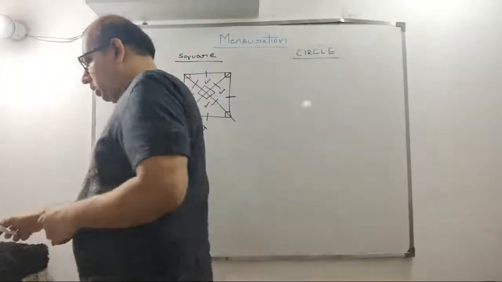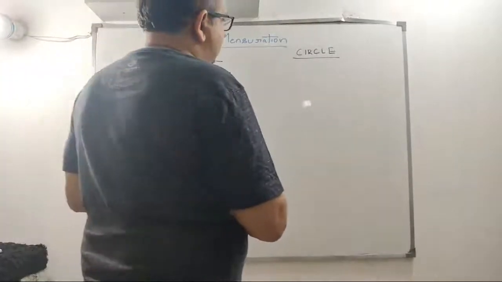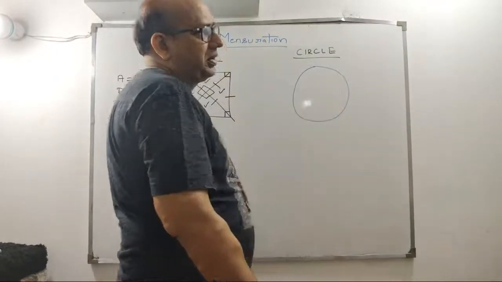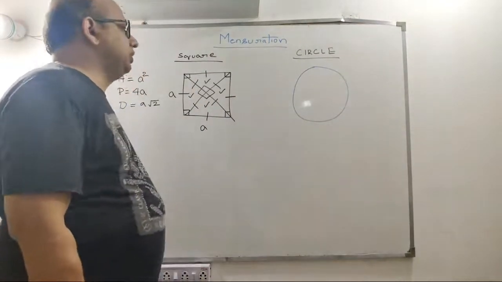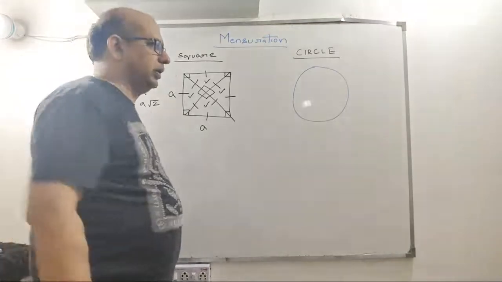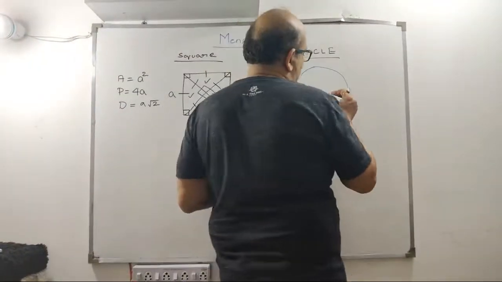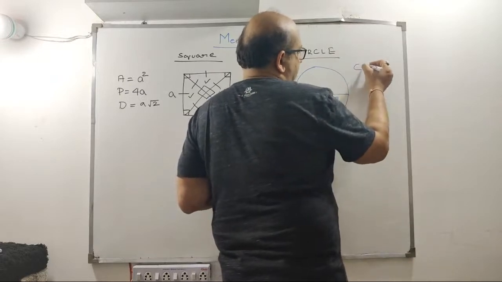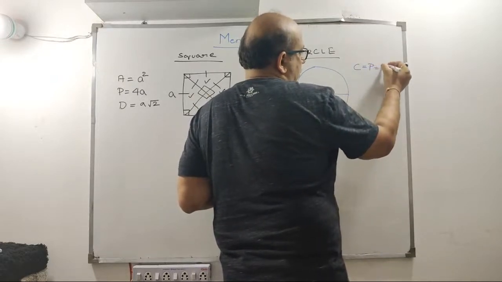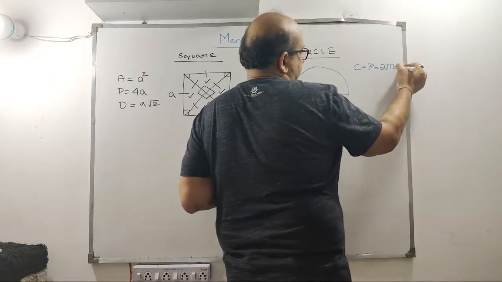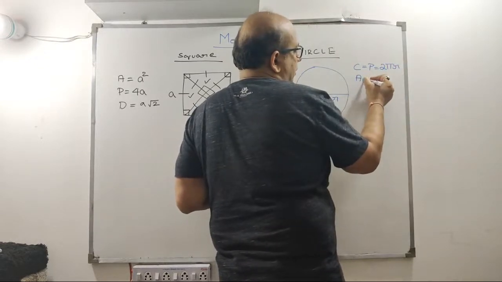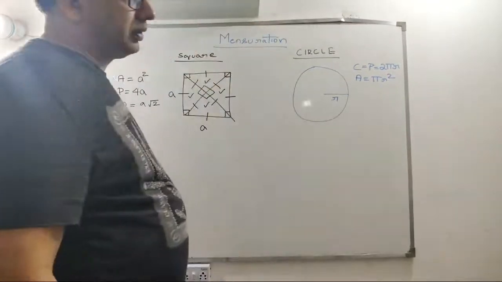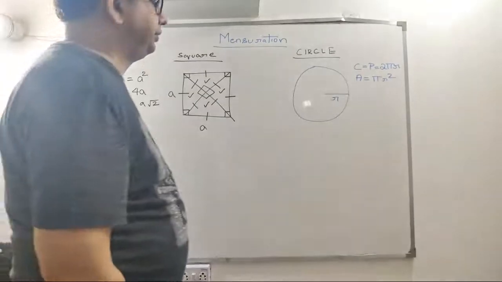Circle. So let's talk about the properties of circle. Again, we will not talk about the geometrical properties, only the mensuration properties over here. So this is r, the radius of this circle. Circumference, which is equal to perimeter, is equal to 2 pi r. Area of the circle is equal to pi r square.